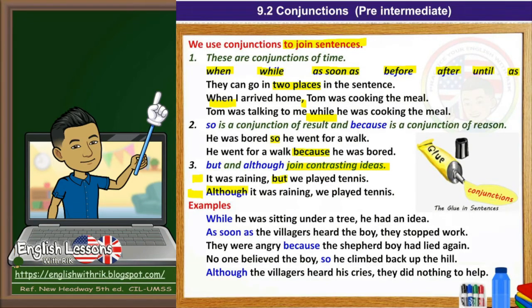Here are some more examples. While he was sitting under a tree, he had an idea. As soon as the villagers heard the boy, they stopped work. They were angry because the shepherd boy had lied again. No one believed the boy, so he climbed back up the hill. Although the villagers heard his cries, they did nothing to help.